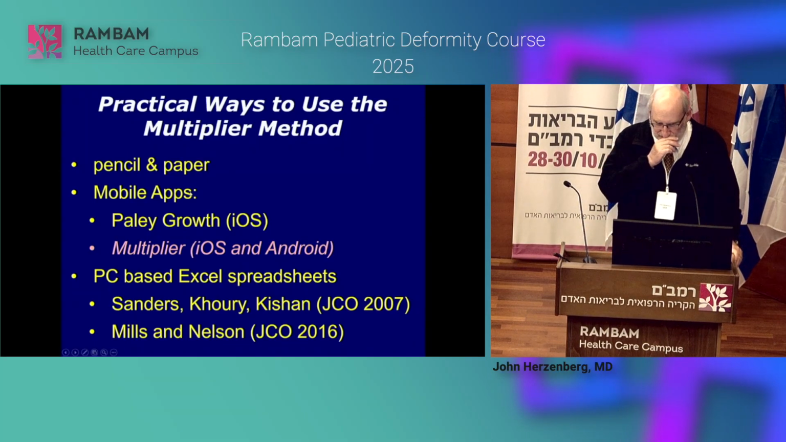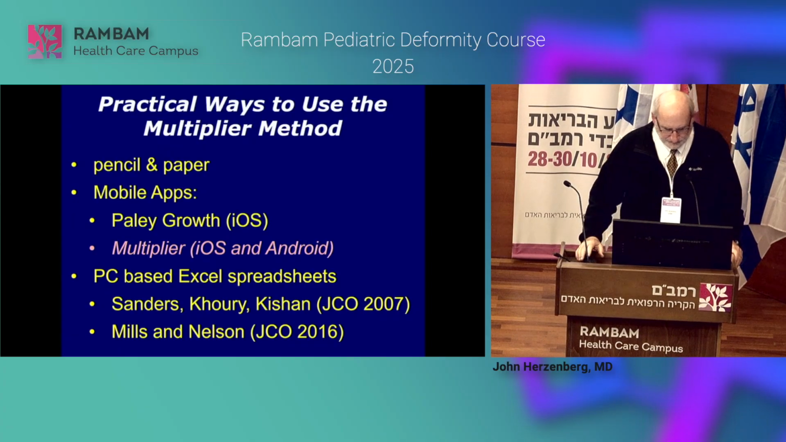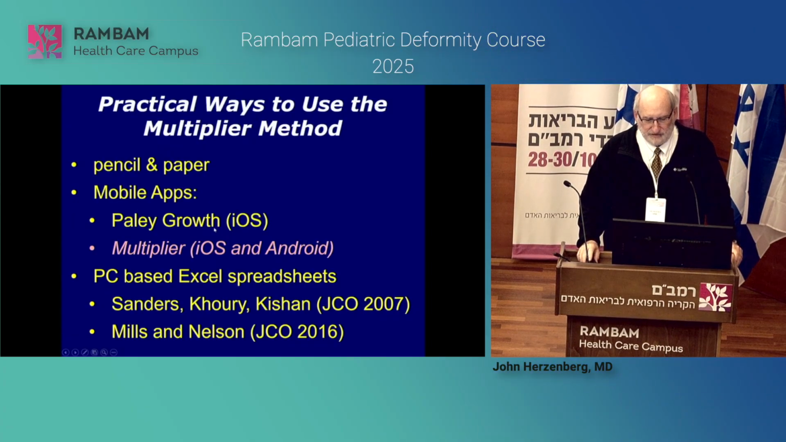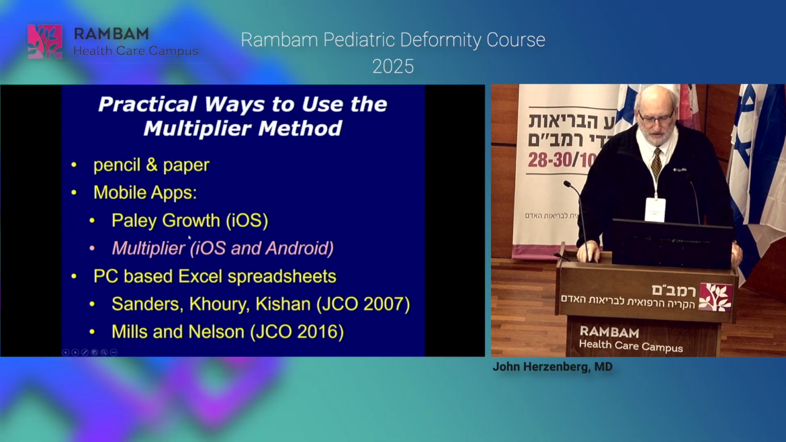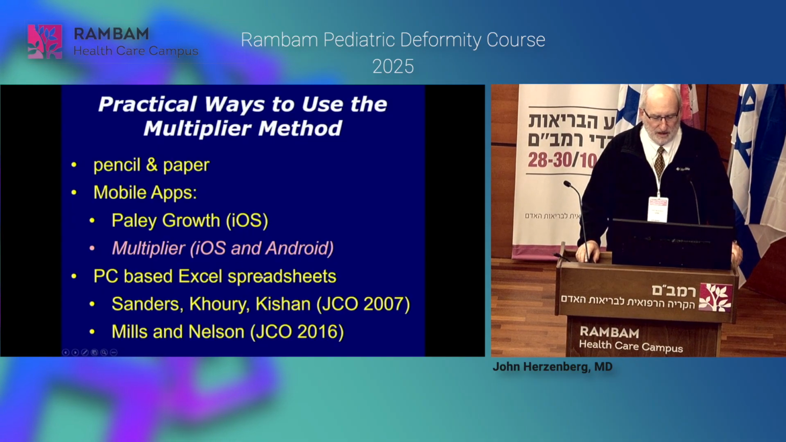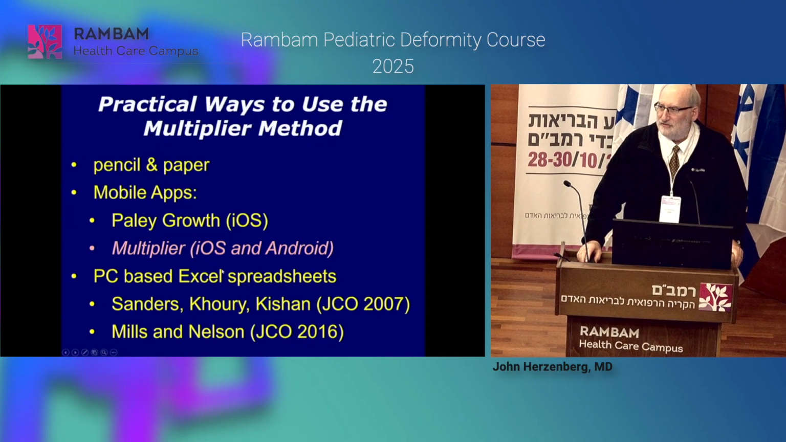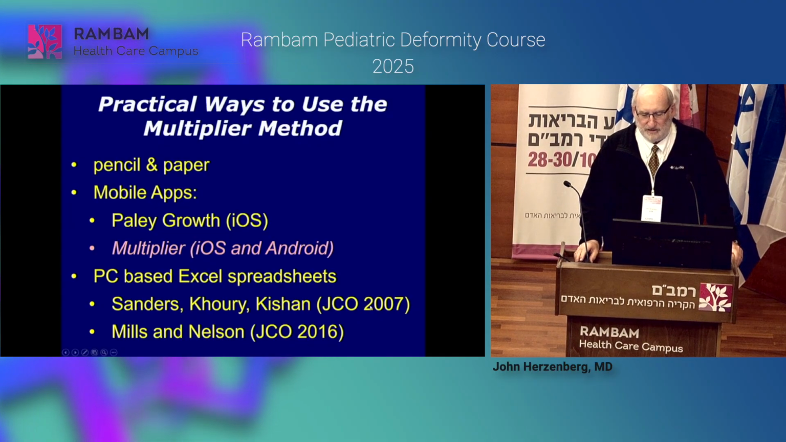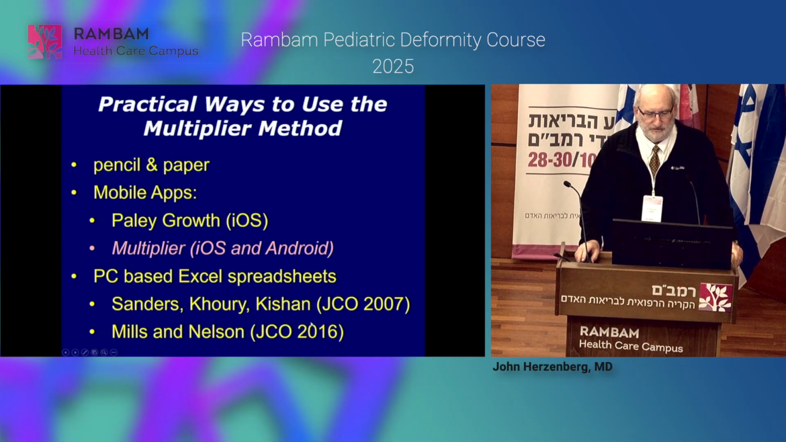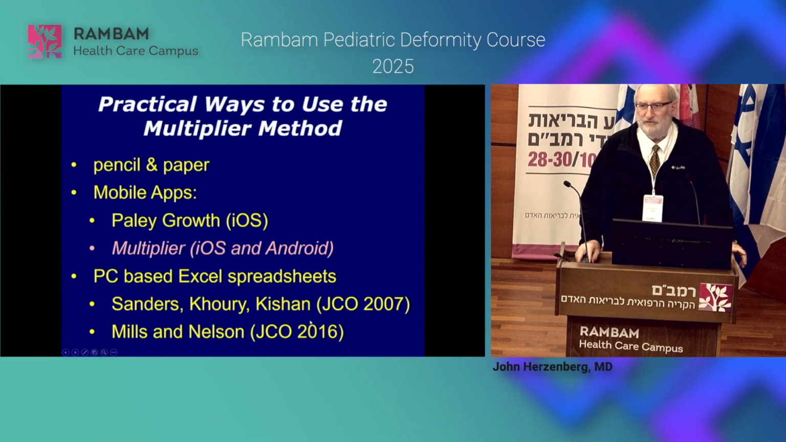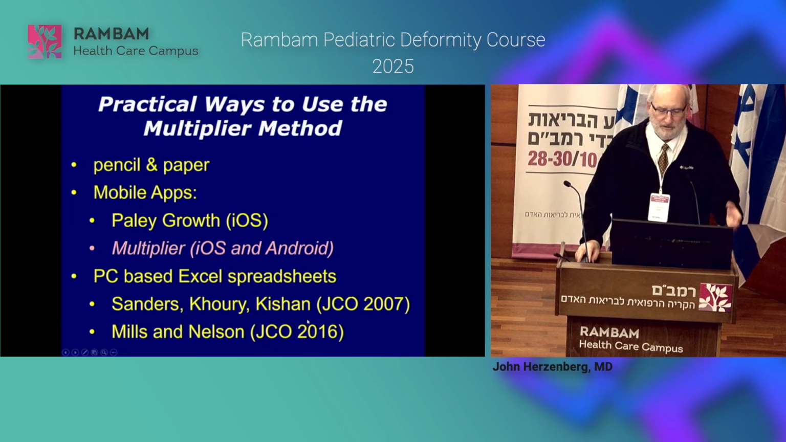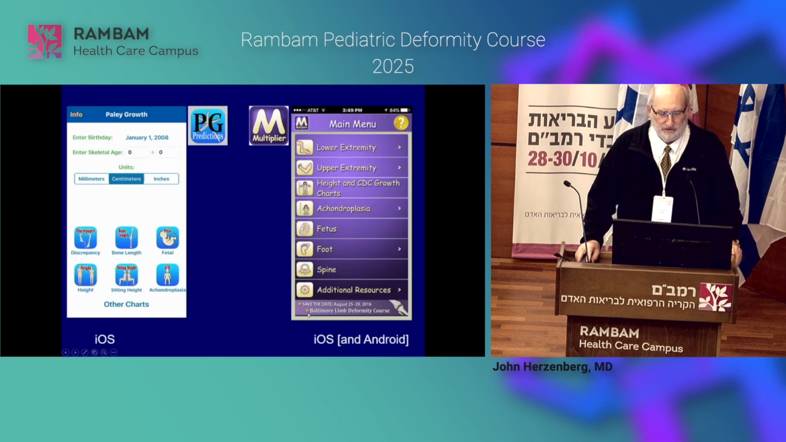So you can do it with pencil and paper. Dr. Paley has his version of an app called Paley Growth. Ours is called the Multiplier, available for iOS and Android. And there's also some Excel spreadsheets that have been published by Sanders and by Scott Nelson in JCO 2016. So there's lots of different ways to do it, on a PC, on your pocket, or pencil and paper.